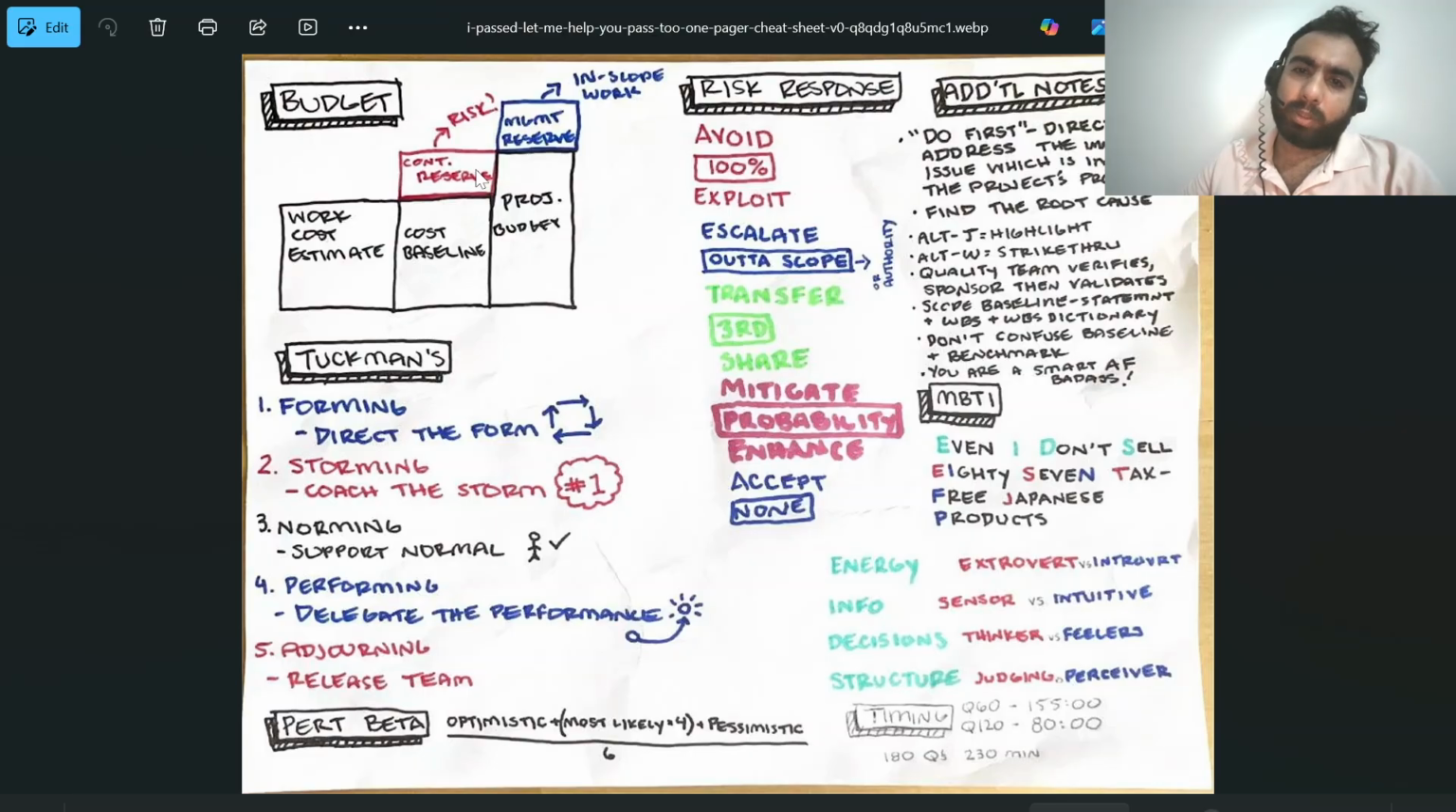Exploit is a kind of positive risk, which means that if this thing happens, we have to get the maximum benefit out of it. This is the exploit. Don't take it as a negative term. It's not in the PMI.